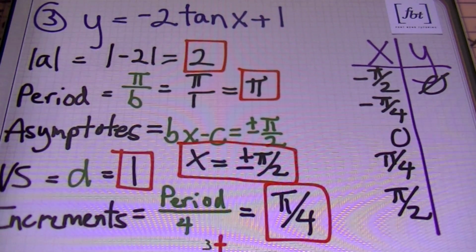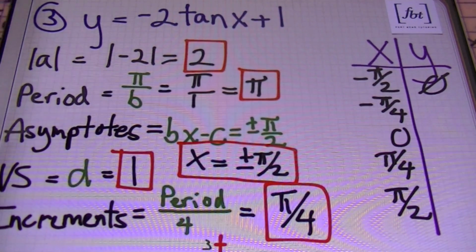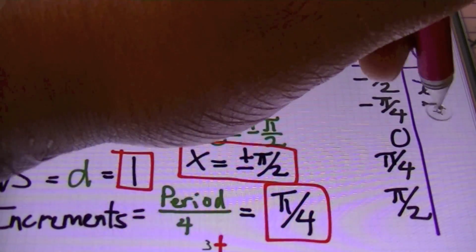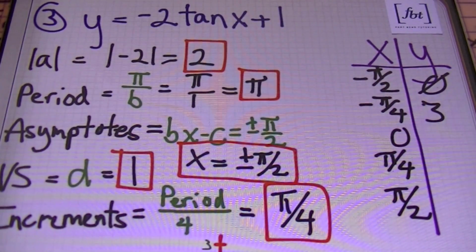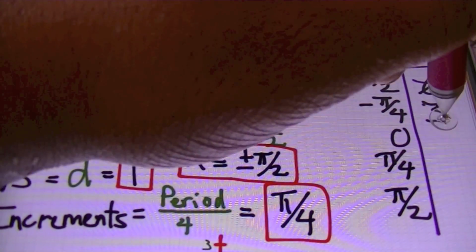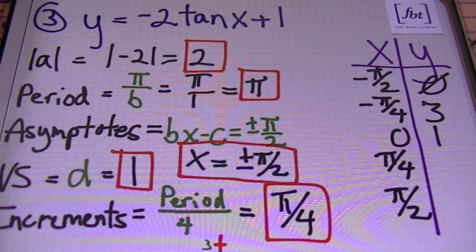So -1 times -2 is +2. And then 2 plus 1 gives me a value of 3. All right, that's an ugly 3. Let's fix that. There we go. It's kind of ugly, but we'll keep it. Yeah, we'll keep that. Then plugging in 0, I'll have tan of 0, which is 0, and 0 times -2 is still 0, and then 0 plus 1 is 1. So that's my value there.